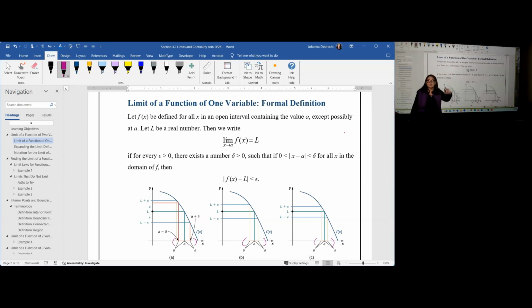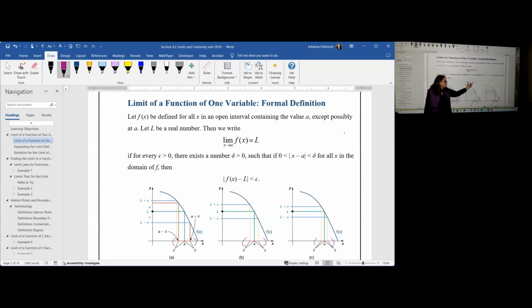L is just a finite real number, 10,000, 42, -5, 1/2, any real number. Then we write the limit as x gets close to a, it never reaches a, it just gets arbitrarily close. How close? The next part is what specifies how close. For every epsilon greater than 0. Now, epsilon is chosen generally to be a very small number. What is epsilon? Let's take a look at the last line.